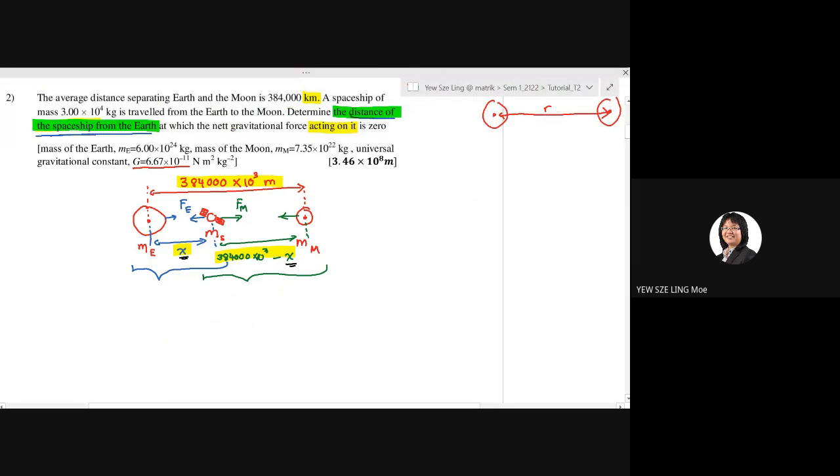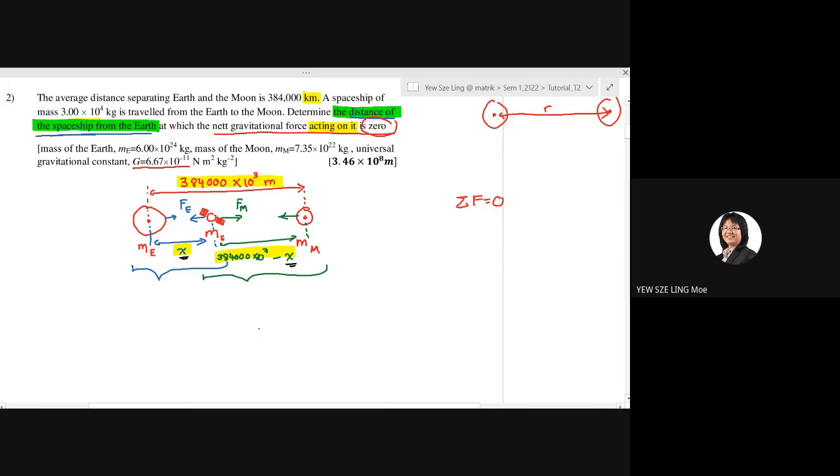So now, how are we going to solve it? How are we going to calculate it? First of all, it tells you the net gravitational force acting on it is equal to 0. So this is very important information. Why? Because it tells you the summation of F is now equal to 0. So the summation of F acting on the spaceship is equal to 0.